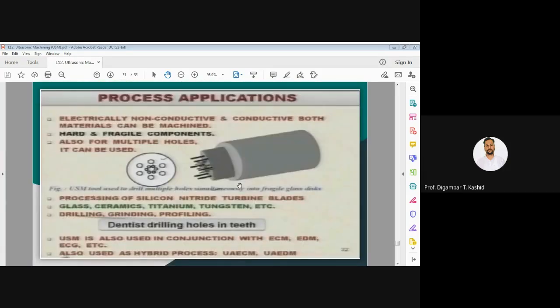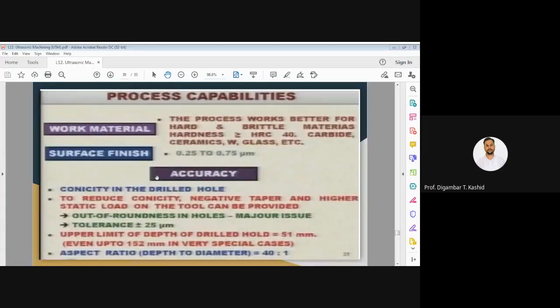Let us discuss the applications of this process. So in this slide I have written the process applications. Now before going to process applications, I will give time to write this process capability. So I will give 2 minutes to write this.